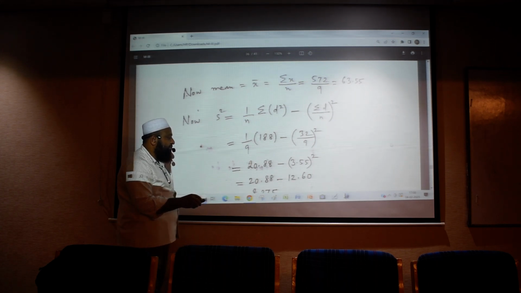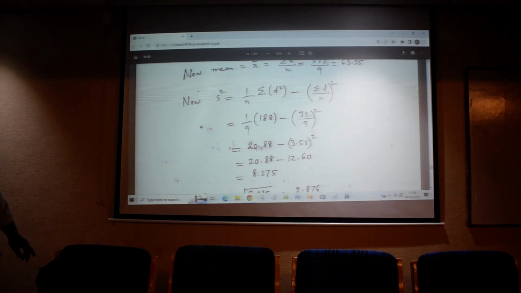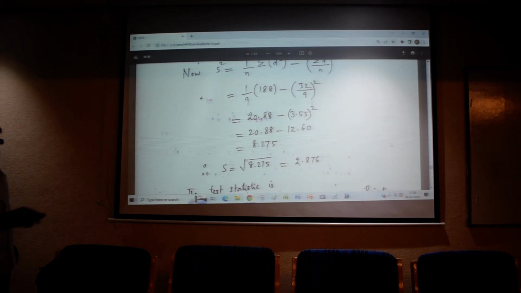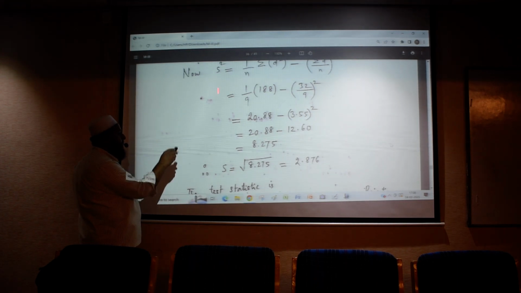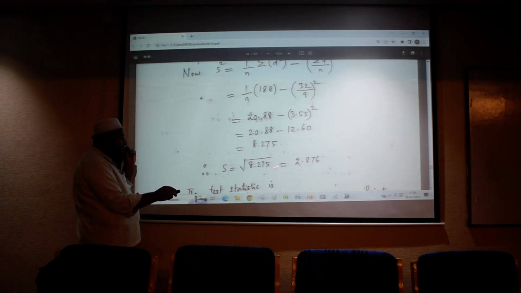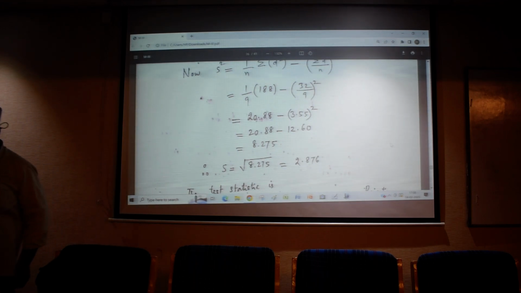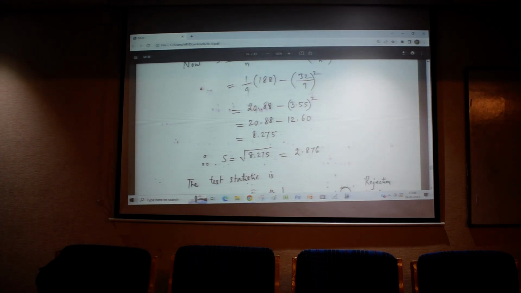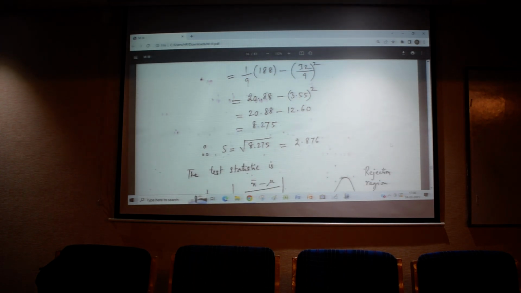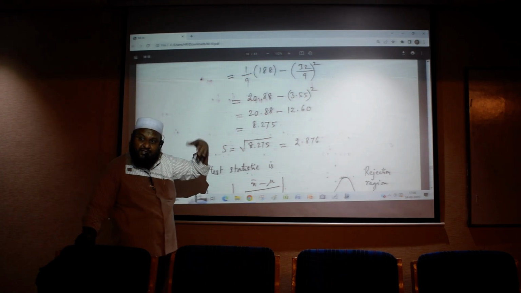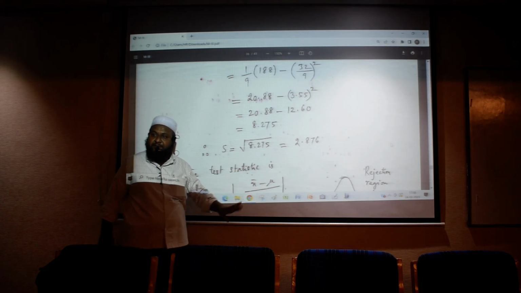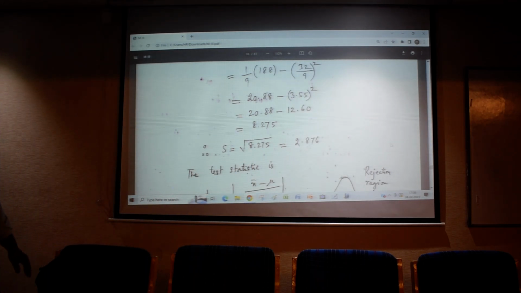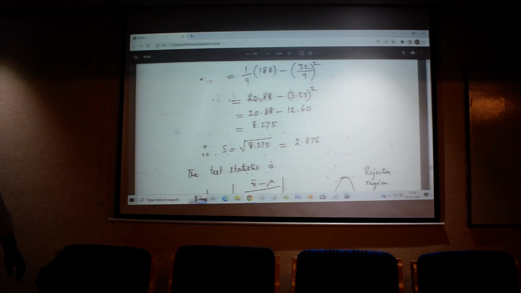So how much is the value finally? 8.275 is the value for s square. So s is the square root of that, finally 2.876. If we take x values instead of d, the same value will come, 100%. Whether you take the transformation or you don't, the mean and the standard deviation will come exactly the same. So there is no harm in going direct or going for x.